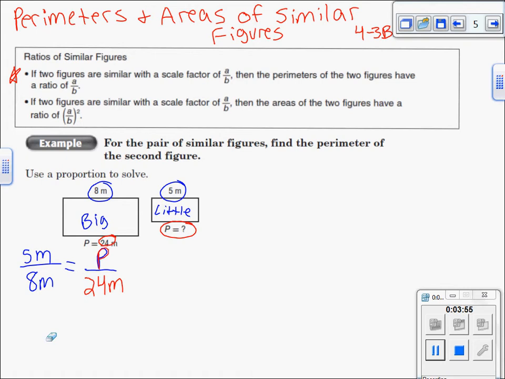And we didn't know the perimeter of the other one. So the left side was our side lengths and the right side was our perimeters. Remember, corresponding pieces go on top of each other. So now solve this proportion using the same old property you always use, the cross product property.